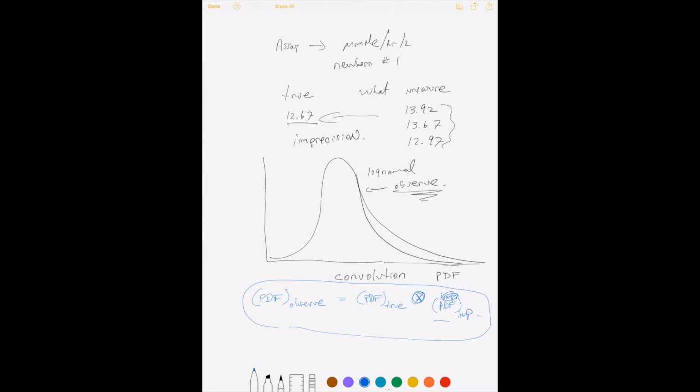So if we knew what the imprecision distribution was, we could do the reciprocal of the convolution, which we know how to do mathematically, and obtain from the observed distribution the true distribution. Okay, we can do that if we know the imprecision distribution. You can prove that. So how do we measure the imprecision distribution?